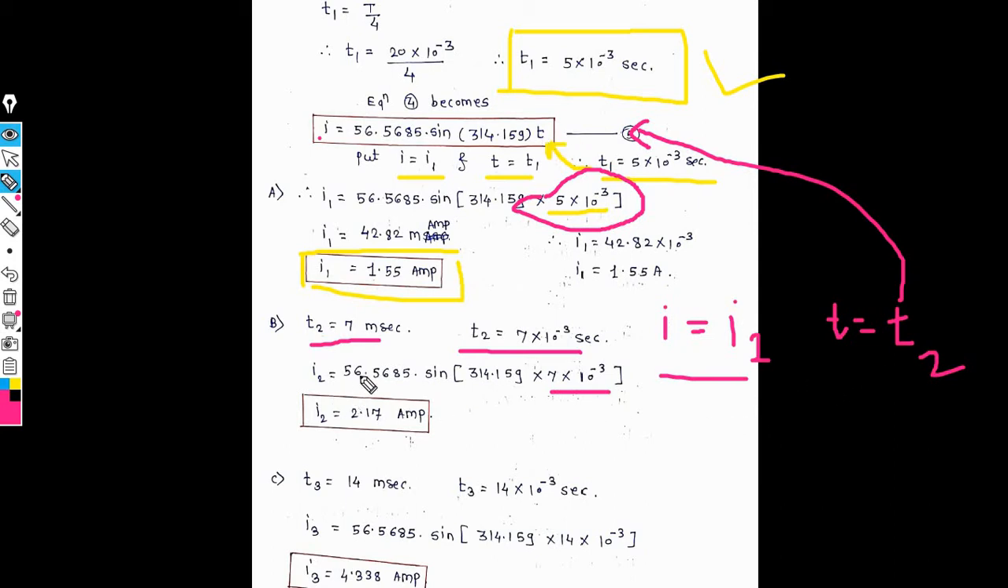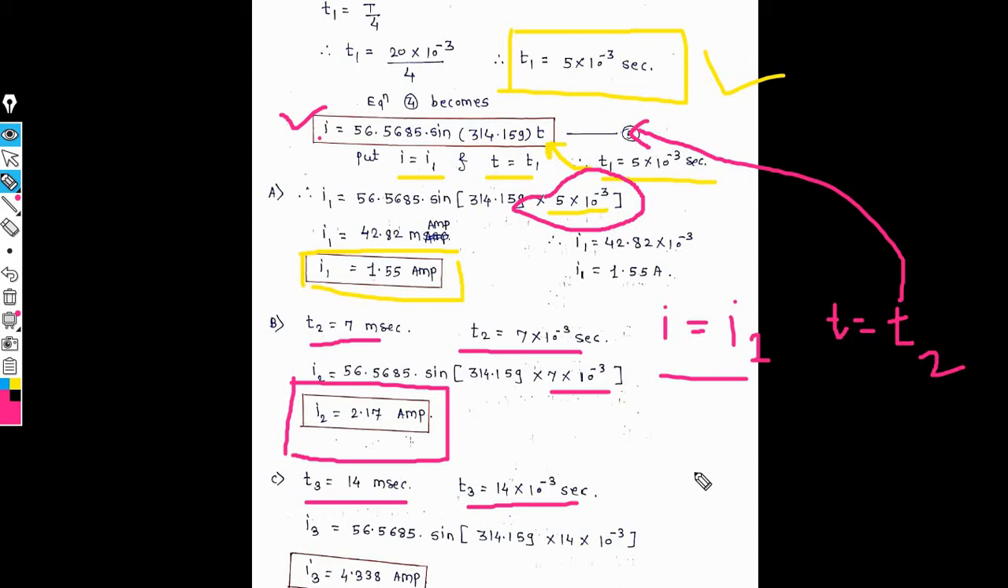Then I2 is equal to 56.5685 sin 314.159 into 7 into 10 raised to minus 3. Then we obtain the value of current I2 is 2.17. Okay. Then we also consider the next value, T3 is equal to 14 millisecond, and T3 is equal to 14 into 10 raised to minus 3 second. Okay. Then this value is put in equation number 5.